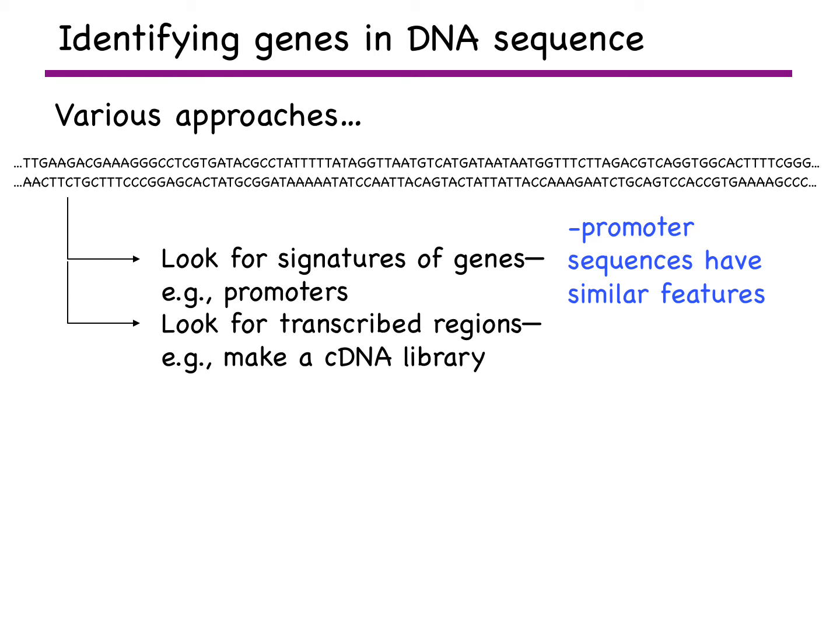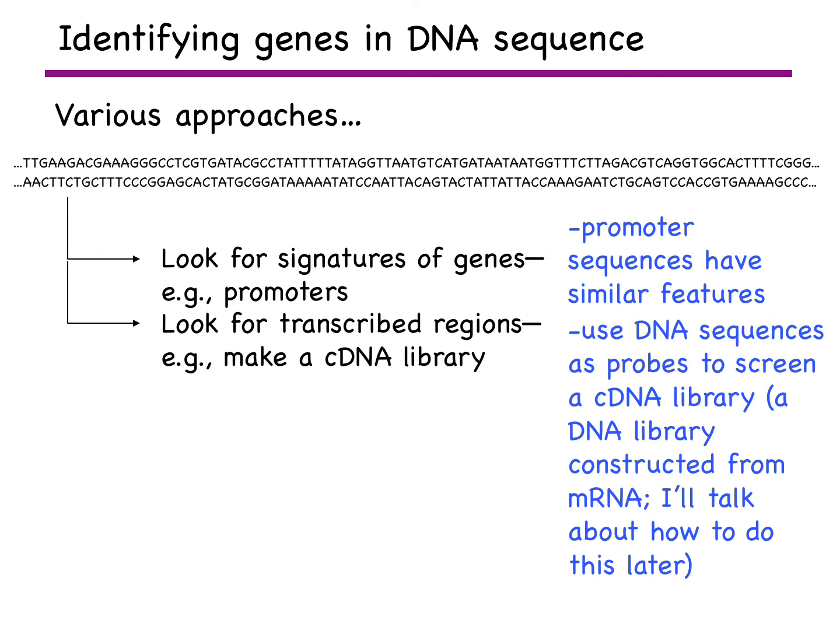You could also look for transcribed regions, and one way to do that is by making a cDNA library. I don't think you talked about this in the first half of the course, but cDNA libraries are basically libraries where you collect all the messenger RNAs that are made in the cell, convert them to DNA, and then clone them into a plasmid. Then you can sequence those, and you can map these cDNAs onto this genomic DNA to figure out where all the open reading frames, or the coding sequences, are.